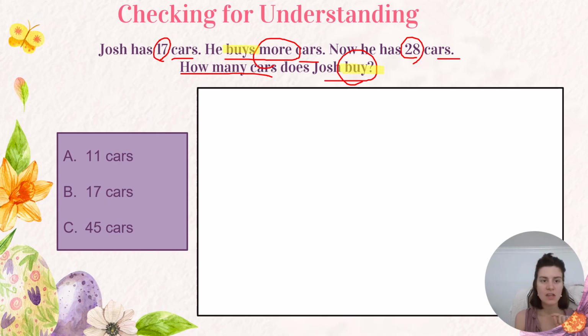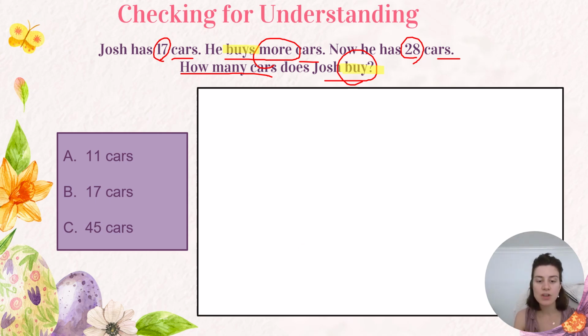Okay. So again, my question, let's visualize this. Josh has 17 cars. He buys more cars. Now, in the end, he has 28 cars. How many cars did Josh buy? So we know he has 17 cars. We know that he buys more cars. However, we don't know how many more cars he buys. We do know that he will end up with 28 cars total.